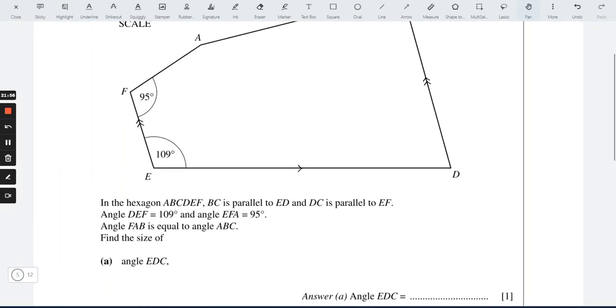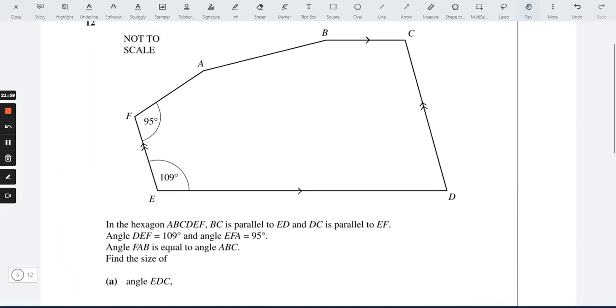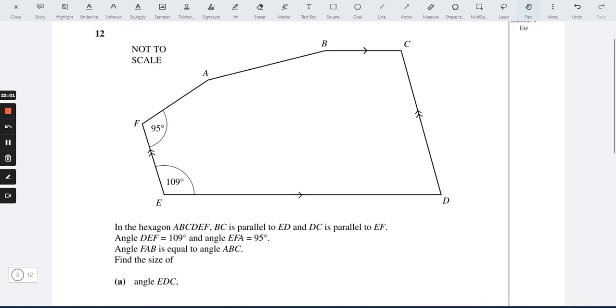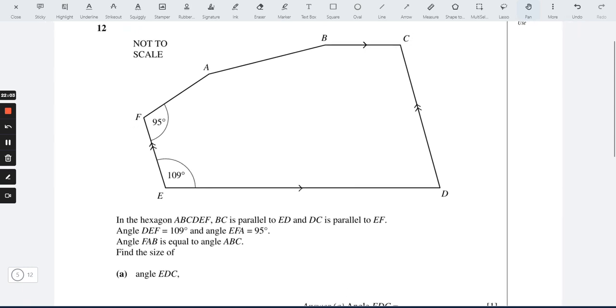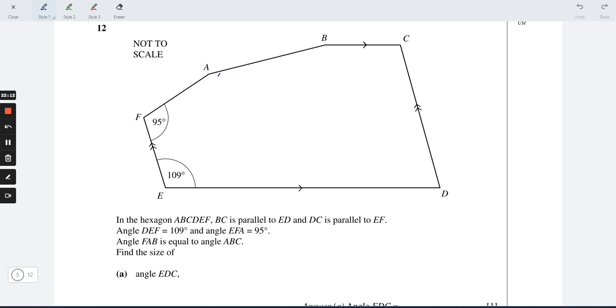Question 12. In the hexagon ABCDEF, BC is parallel to ED and DC is parallel to EF. Angle DEF is 195. Angle FAB is equal to angle ABC. So this is important: angle FAB equals angle ABC, so these two angles are equal. You can name them X and X because they are unknown angles. Find the size of angle EDC.